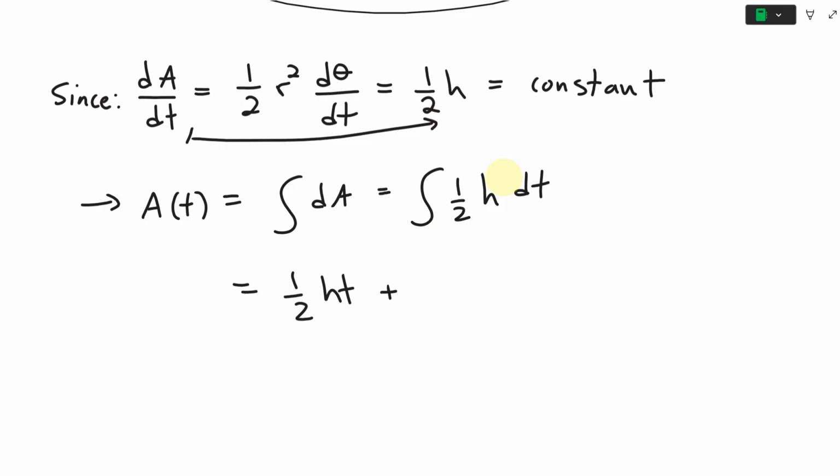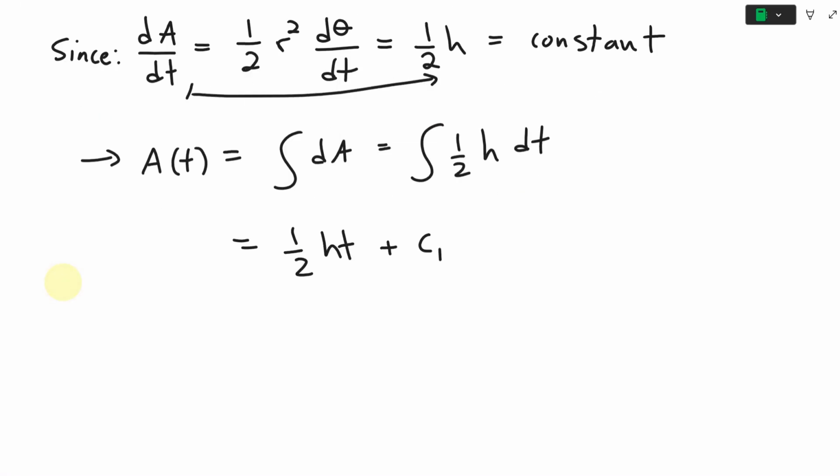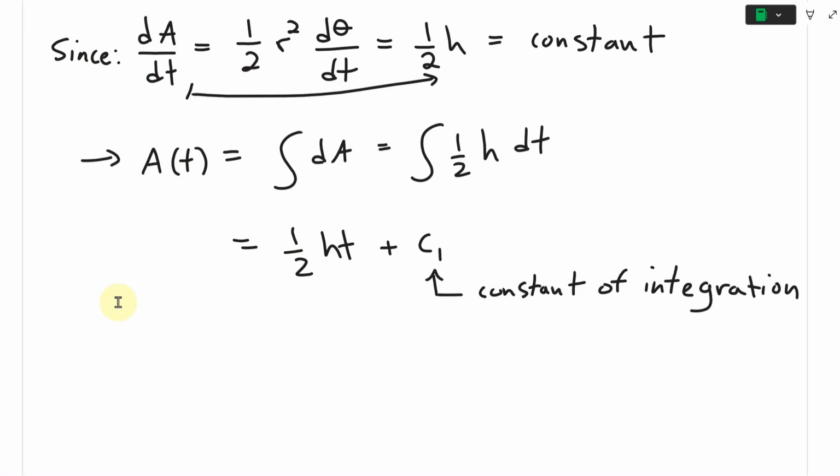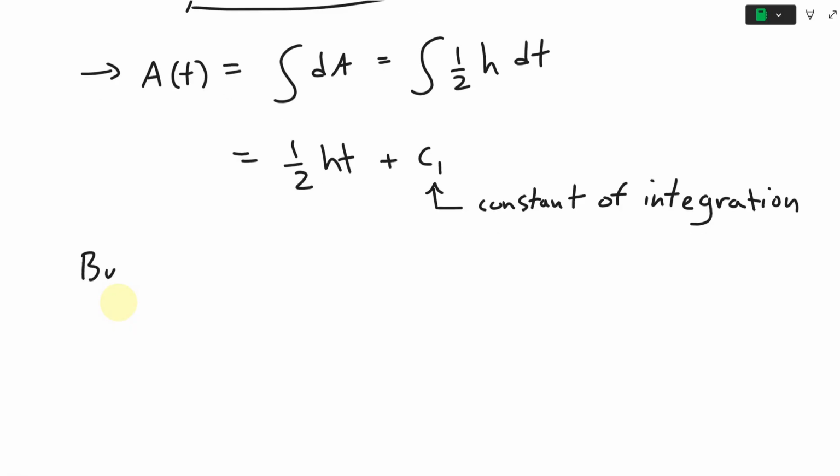And then plus a constant of integration, which I'm going to call c1. When we integrate, we get a constant because when you take a derivative, a constant goes to 0, so we can have any constant we want. We also know that A at t equals 0 just equals 0.